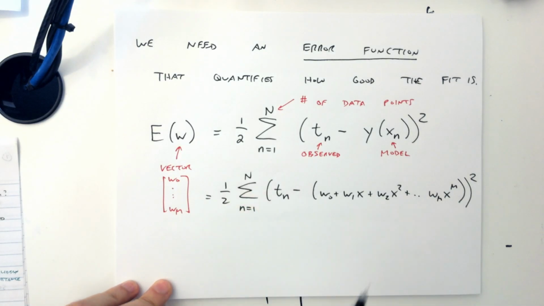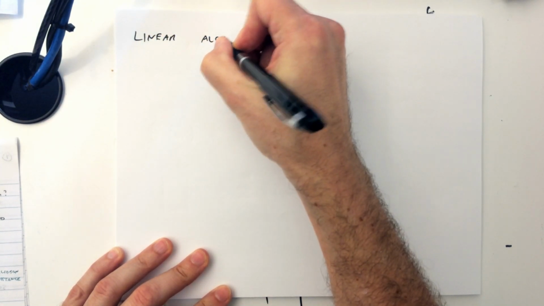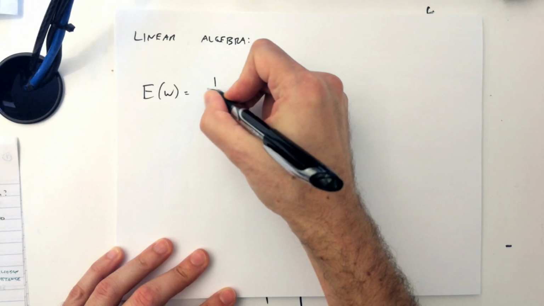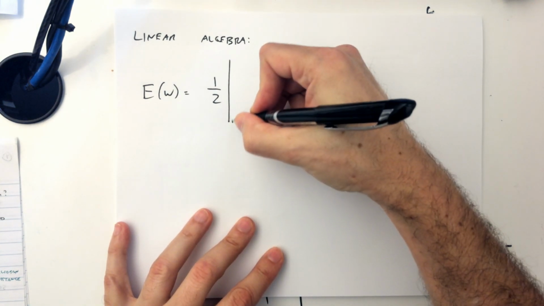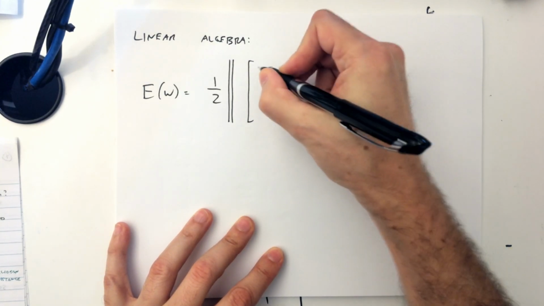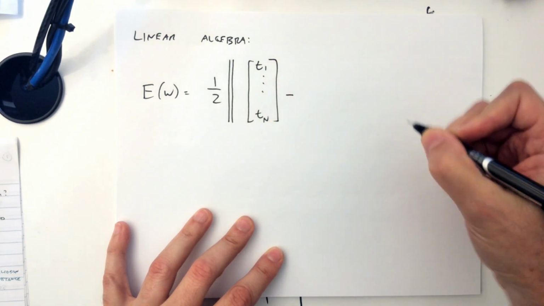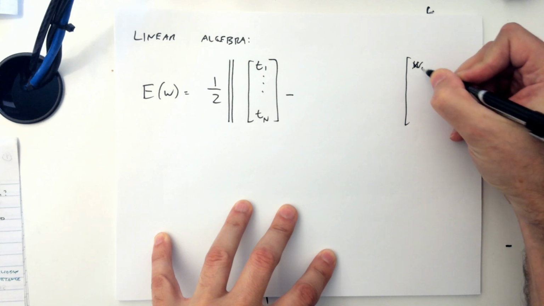Okay, so let's rewrite this as a matrix-vector thing, linear algebra style. The error function is 1/2 times the sum of squares of a vector, which is also known as the norm of a vector. So let me just write some notation here, and then we'll talk about what this means. I have these double bars, then I have basically my observations, and I have my unknowns.